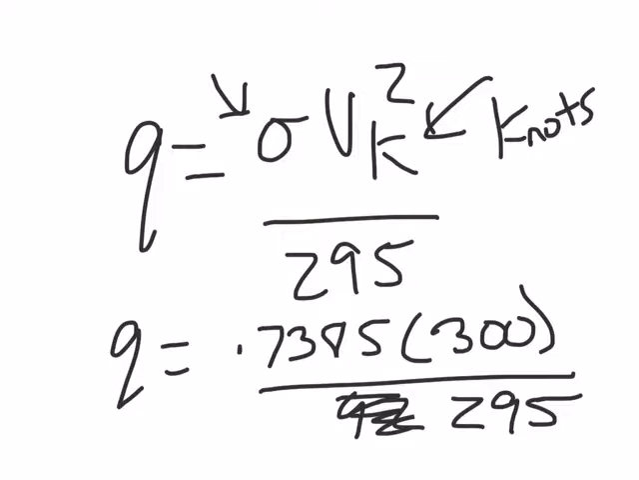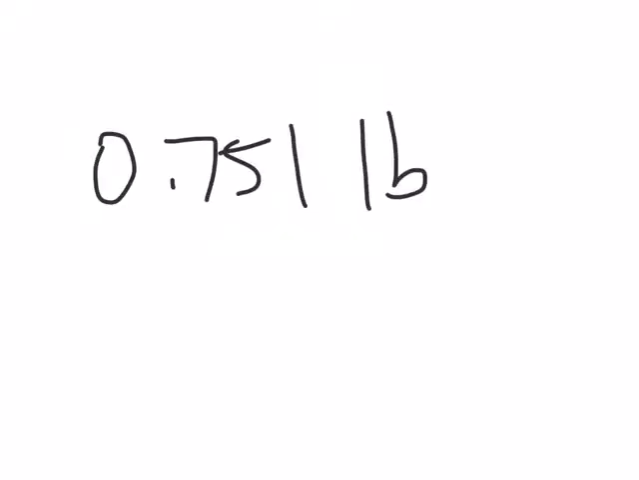295. Let me do that calculation right quick on my calculator. So 0.7385 times 300 divided by 295 is 0.751. I believe that's pounds per square foot. Yep. 0.751 would be the dynamic pressure at 300 knots at 10,000 feet. Okay? So that's how you could use and find dynamic pressure.